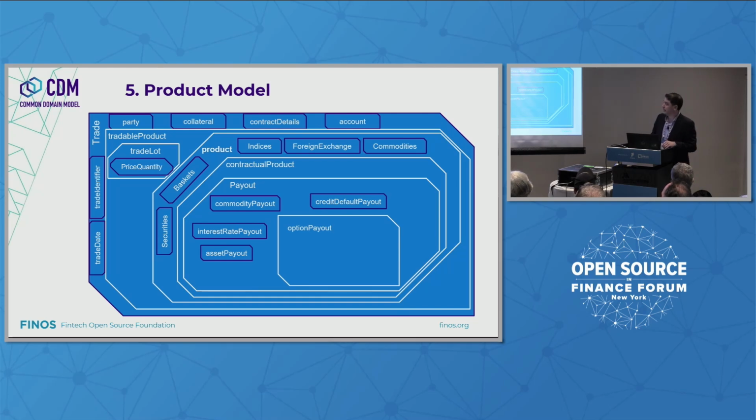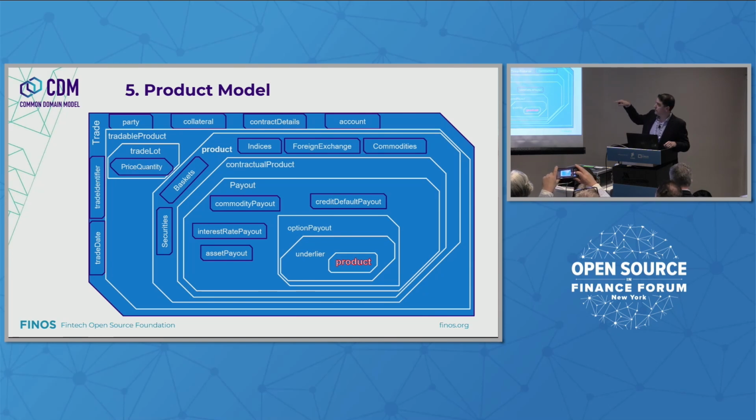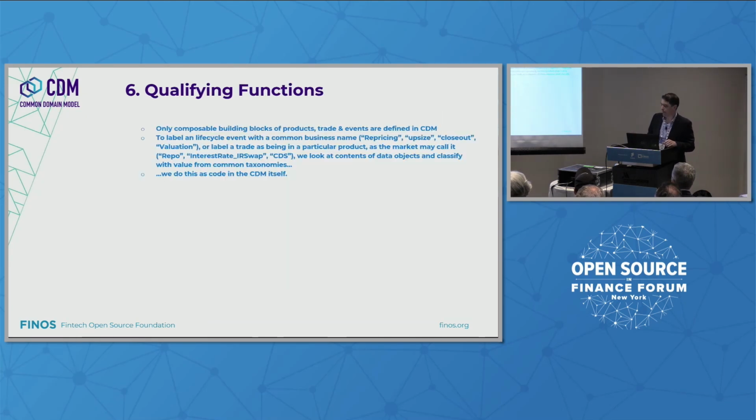Now, the reason why I've called out option payout here is because in an option, for any option, you have to define the underlier, right? So how do we define the underlier in CDM? We define it with the product. So it's all circular. It all goes back to the start. So you could define a very complex contractual product with a commodity payout and an interest rate payout and a credit default payout and maybe, I don't know, a basket or whatever you want. You could make something really complex at the product level, and then you could trade an option on it using the CDM. It's fully modular, and we can get all that sort of complexity if it's needed.